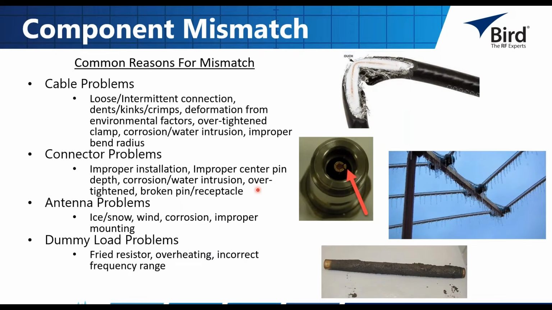Now, there could be all kinds of different reasons why we might not be getting that full 50 ohms to our load or our antenna. Some common reasons for mismatch that I see are different cable problems, like loose or intermittent connections, and sharp kinks and crimps.